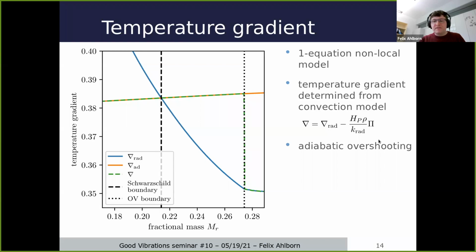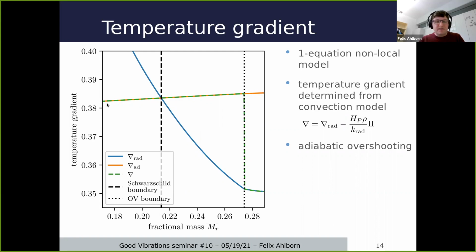And if we have a non-zero convective flux, then the temperature gradient will be modified accordingly. And so in this figure on the left, I show you the temperature gradients in the stellar model in the overshooting zone, where the blue line and the orange line refer again to the radiative and the adiabatic temperature gradient respectively. But in addition, I show with the dashed green line also the model temperature gradient.